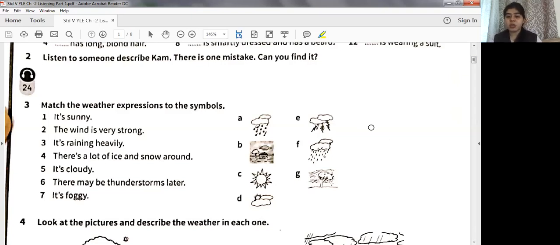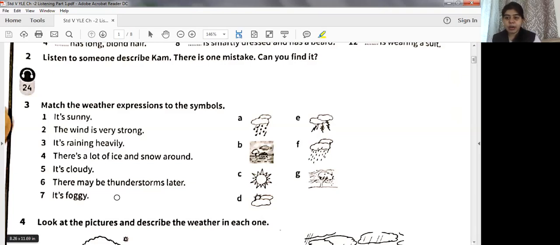Now, for example, students, if it is very sunny, if it is a bright day, we match it, right? It's a bright day or it's a bright sun. With this picture, suppose the sun is shining in the sky, right? So bright day means that the sun is bright. So similarly, we are going to match these symbols with the expressions which are given from 1 to 7.